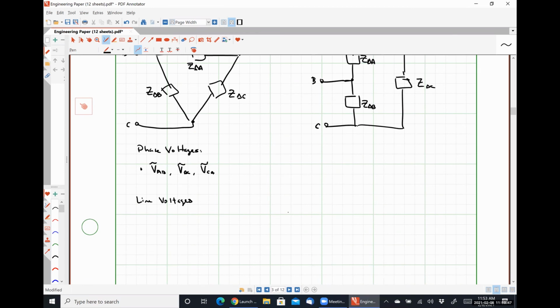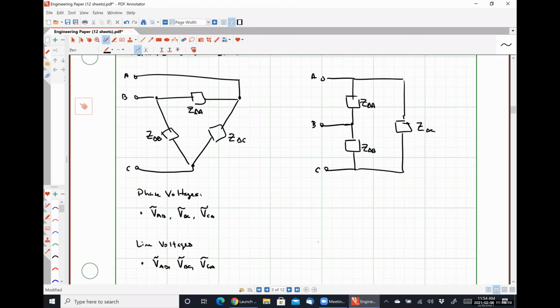All right, somebody else tell me what the line voltages are going to be. Exact same thing. VAB, VBC, VCA. And let me write some of these guys down just real quick. Sorry, that should be the negative polarity terminal on that side.